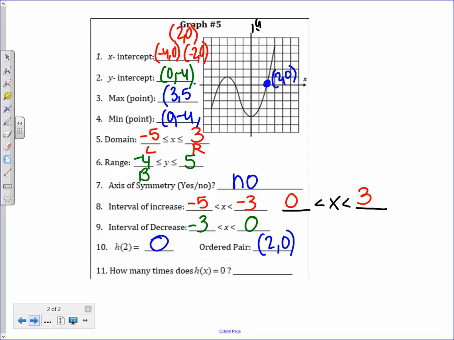But then it asks, how many times does h of x equal 0? Well, that 0 is a y. So when I actually draw the line, y equals 0, we already knew about one of them. It also crosses 2 more times. So 3 times you get an output value of 0 on this graph.